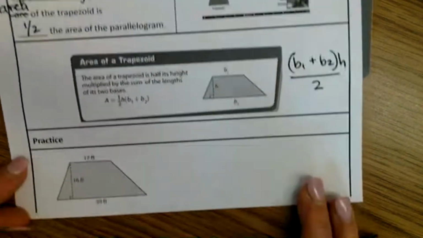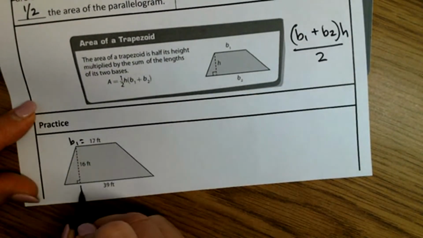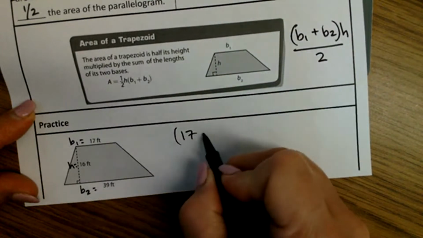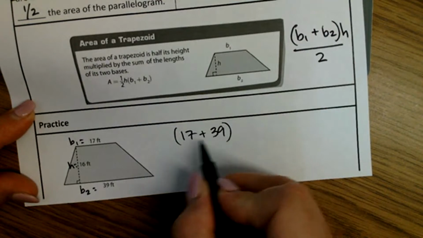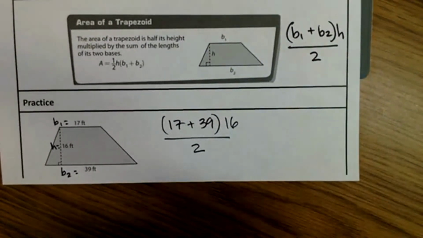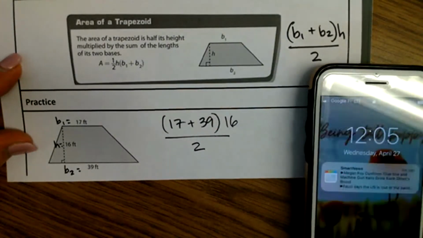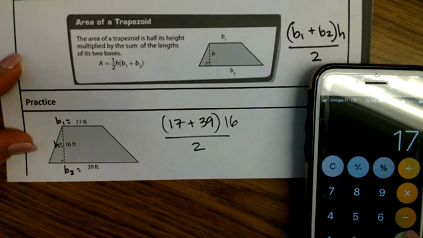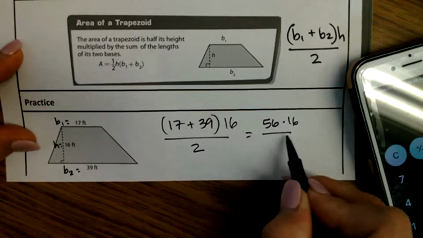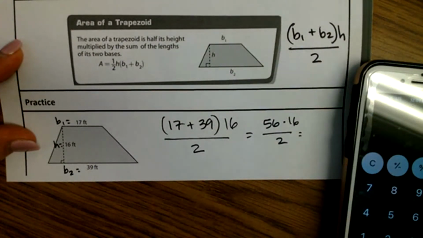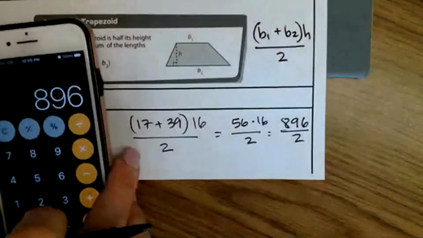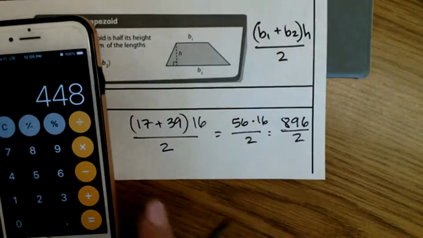Now let's actually do one. Here's a trapezoid. Here's B1, here's B2, and here's the height. So we're going to do B1, which is 17, plus B2, which is 39. We're going to multiply that total times H, which is 16. And we're going to divide the whole thing by 2, and we'll get the area of the trapezoid. Okay, so I'm going to get out my calculator. 17 plus 39, doing the grouping first, is 56. So this is 56 times 16 divided by 2. 56 times 16 equals 896, divided by 2. So 896 divided by 2 equals 448.